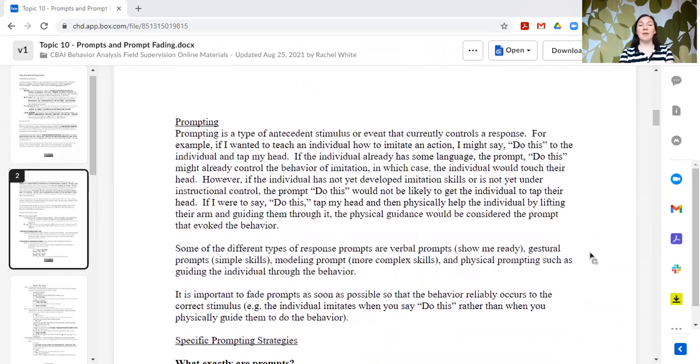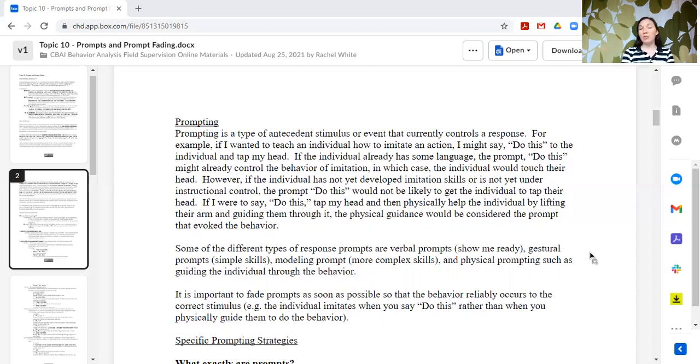So prompting is a type of antecedent stimulus or event that currently controls a response. For example, if I wanted to teach somebody how to imitate the action, I might say, "Do this," and tap my head.